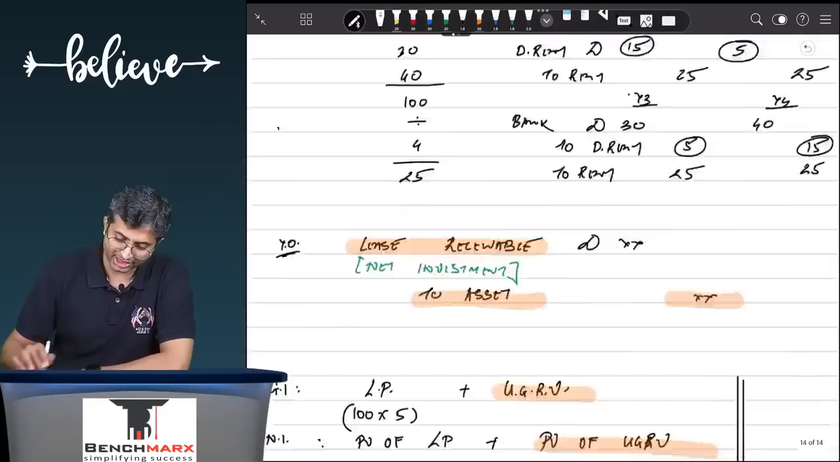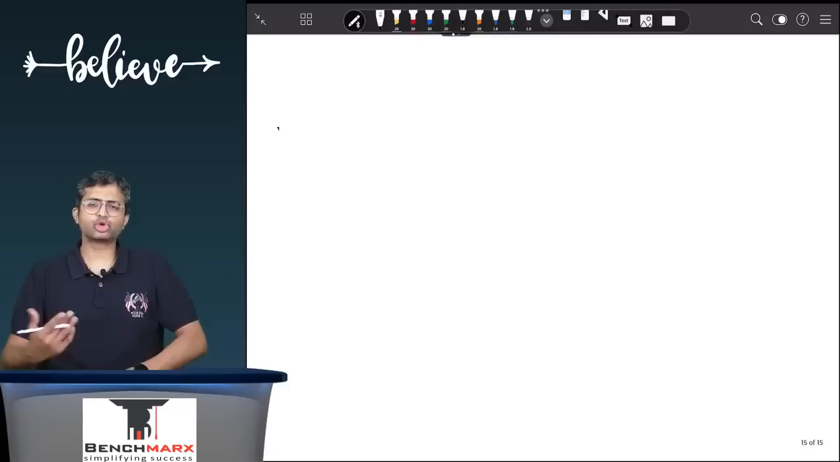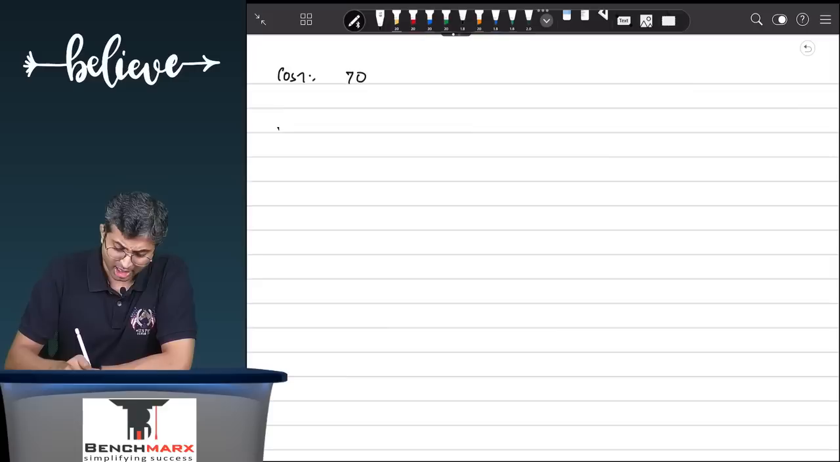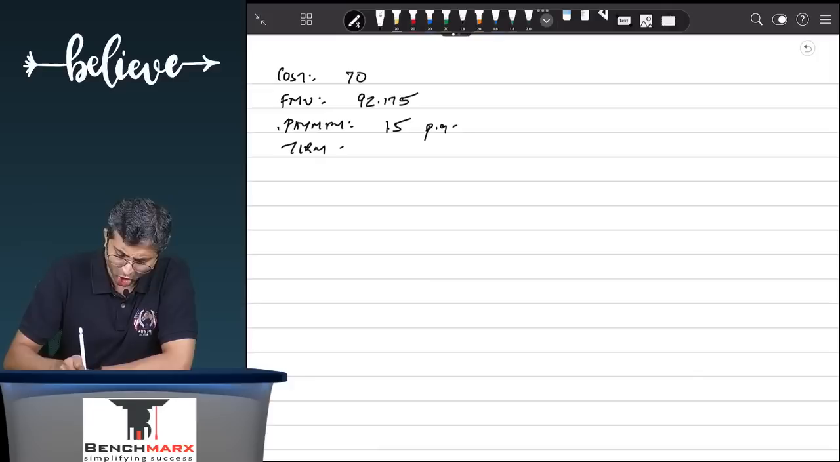For example, this is a manufacturer lessor, and for a manufacturer lessor, we should also recognize the gross profit at the time of sale. So, for example, the cost of the aircraft that Boeing has manufactured is 70. The fair market value is approximately 92.175, for example, and the lessee is agreeing to make a payment of 15 per annum for a term of 10 years. The lessor's IRR in a similar transaction would be 10%.